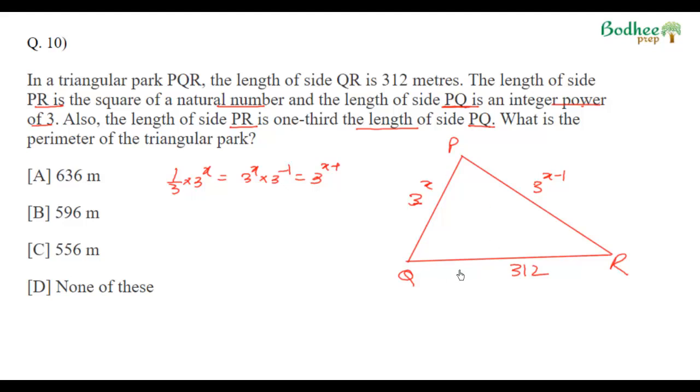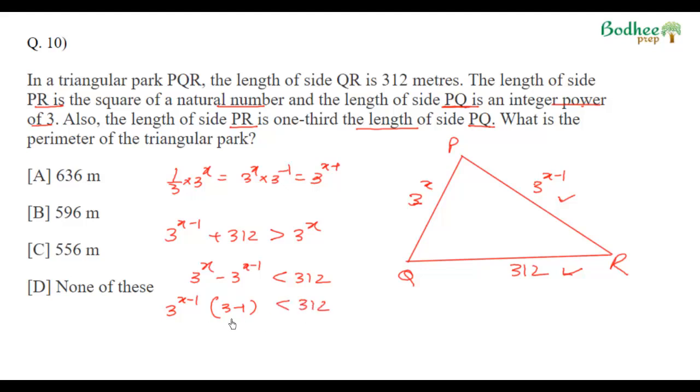Now for the triangle to be possible, if I take the sum of any two, it should be greater than the third, right? So let us assume that the sum of these two should be greater than the third. So it should be 3 to the power x minus 1 plus 312 should be greater than 3 to the power x, right? Or we can say that 3 to the power x minus 3 to the power x minus 1 should be less than 312. I'm taking 3 to the power x minus 1 as common, so it will be 3 minus 1, less than 312. So this is 2, so it will get cancelled out, so it will be 3 to the power x minus 1 less than 156, right?